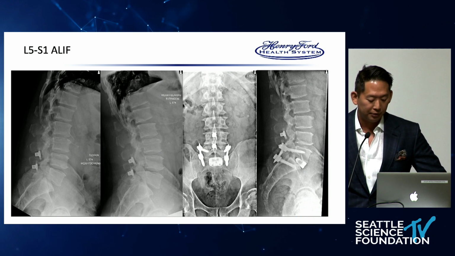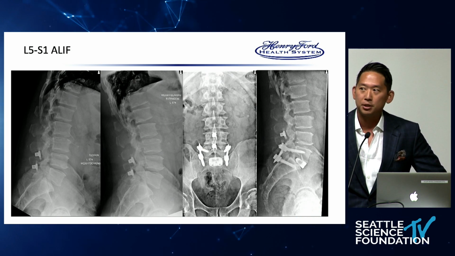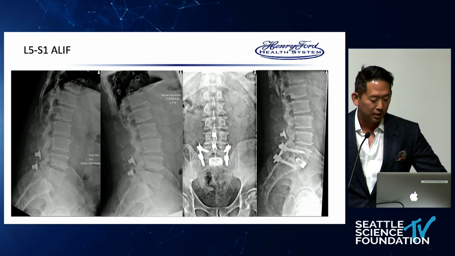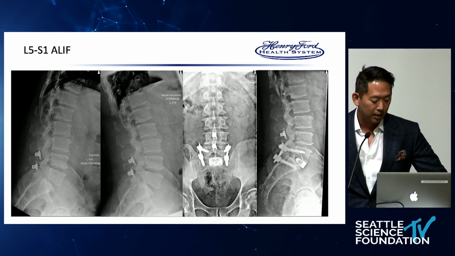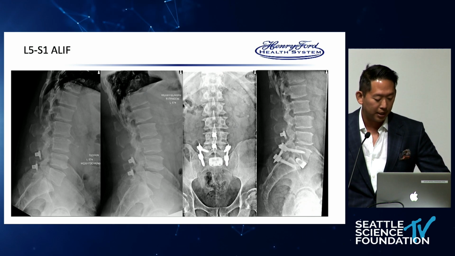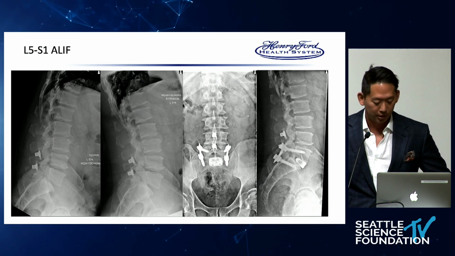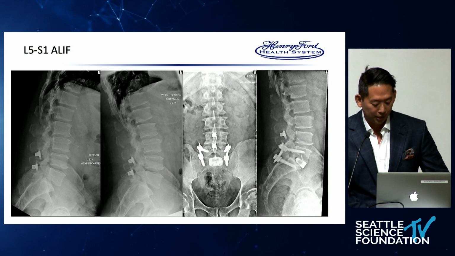So here we did an ALIF, and then I tend to back these up just because you don't have any posterior elements that are intact with a pars defect. This patient did pretty well with that. So I think for me, this is kind of your ideal sweet spot for an ALIF type procedure.